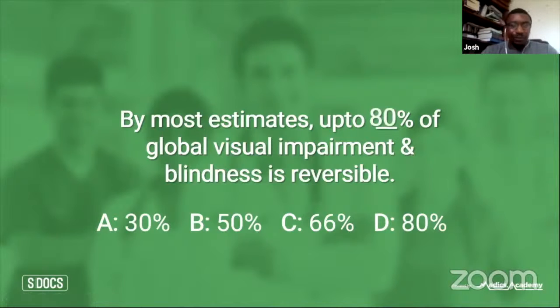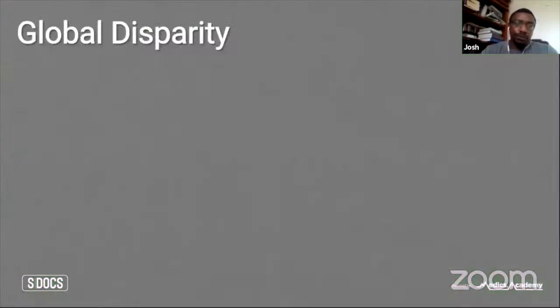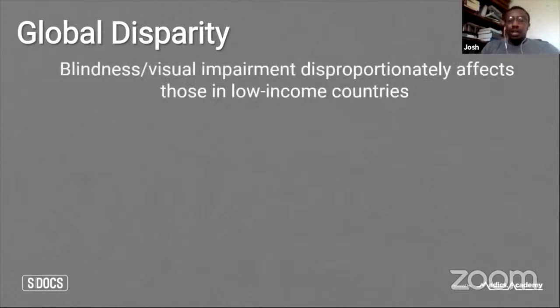A massive amount of the global visual impairment and blindness is classed as reversible. And as we go on, we'll think about what reversible actually means and why we target these conditions as global health interventions. So what those statistics have shown is that there's a massive global disparity that's evident in global blindness and visual impairment. It's disproportionately affecting those low-income countries, is one of the main things that we've got from those statistics. And why is that?